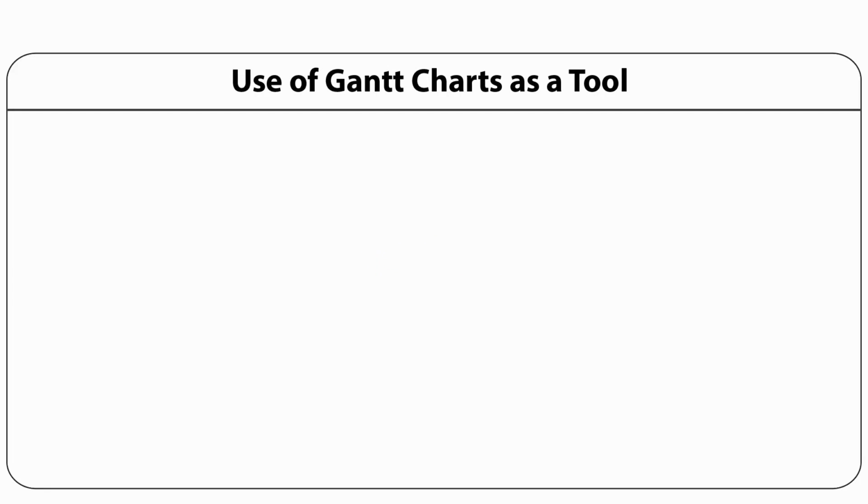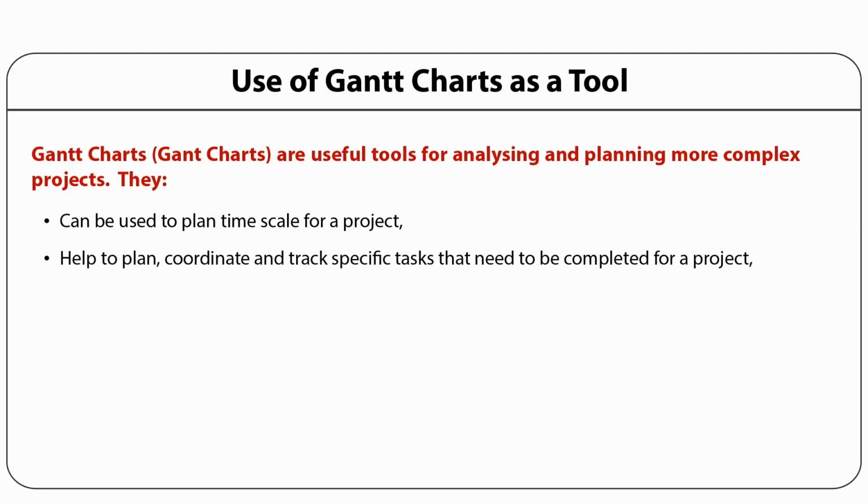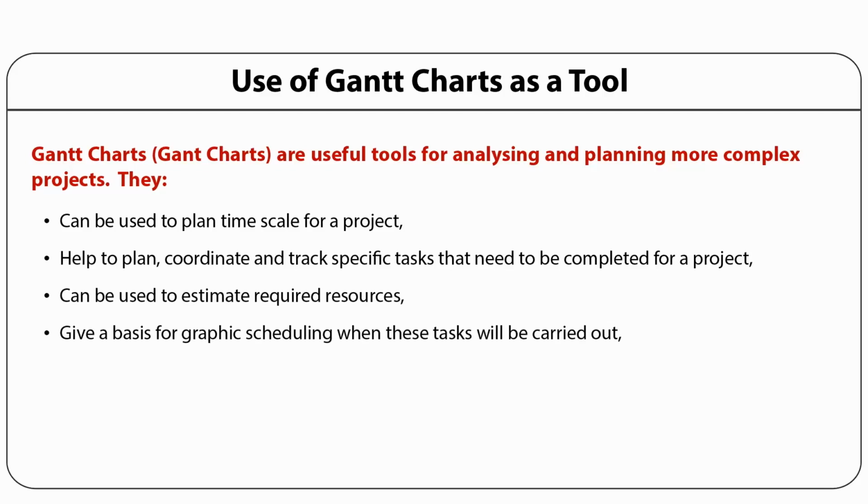Use of Gantt charts as a tool. Gantt charts are useful tools for analyzing and planning more complex projects. This is because they can be used to plan the timescale for a project. Secondly, to plan, coordinate, and track specific tasks that need to be completed for a project. Thirdly, these can be used to estimate required resources. Fourthly, these give a basis for graphic scheduling of when these tasks will be carried out.